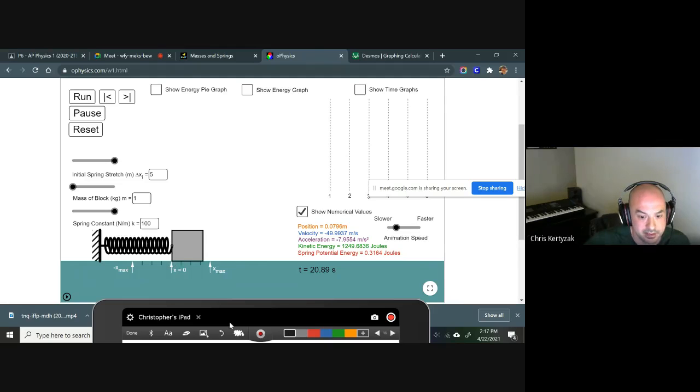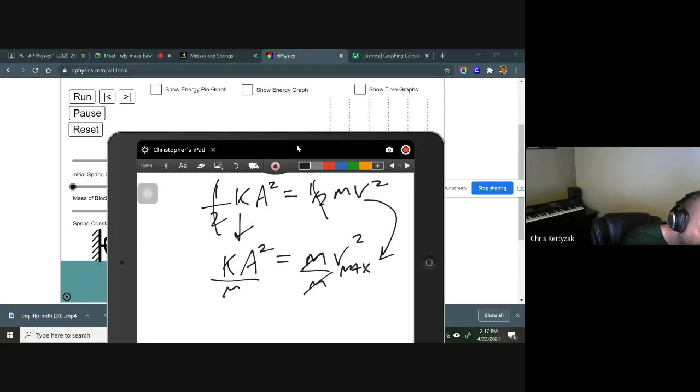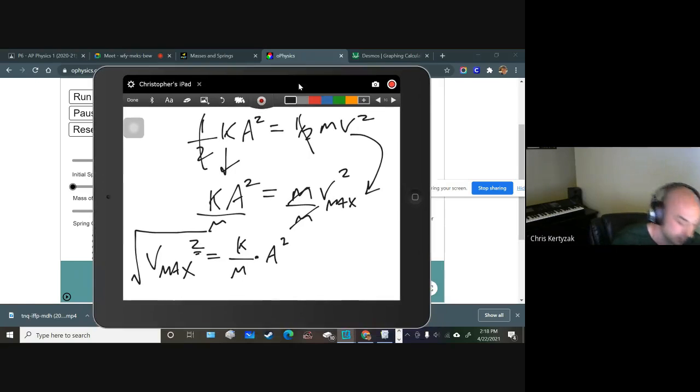1/2 mv squared is referencing this middle position. That's what this is right here. The full potential energy at the beginning all the way to the right is equal to all the kinetic energy that it has in the middle. And that's not just any v, that's the maximum speed. So let's solve for v max and see what we get. Divide both sides by m. Now square root both sides, because there's a square here, right? Square root this side.